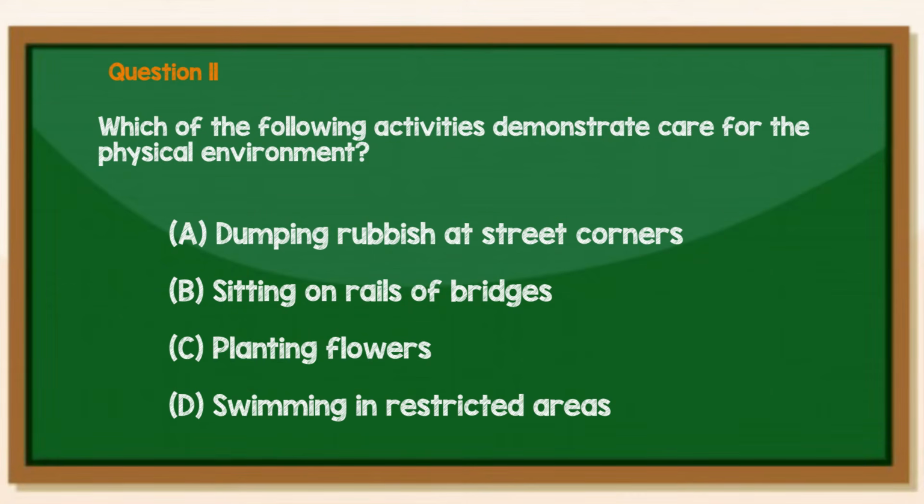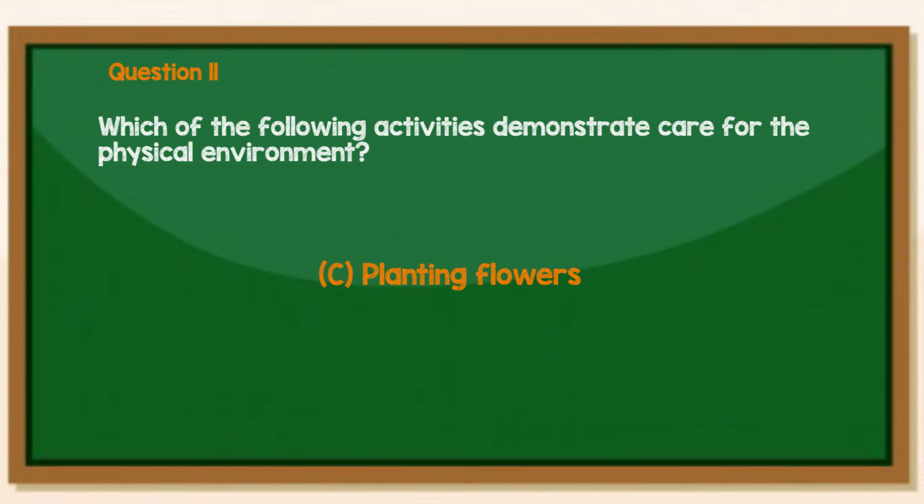Question 11. Which of the following activities demonstrates care for the physical environment? A. Dumping rubbish at street corners. B. Sitting on rails of bridges. C. Planting flowers. And D. Swimming in restricted areas. The answer to question 11 is C. Planting flowers.